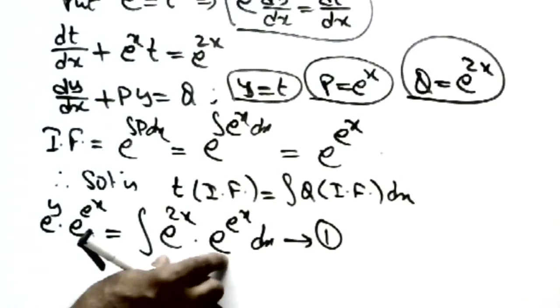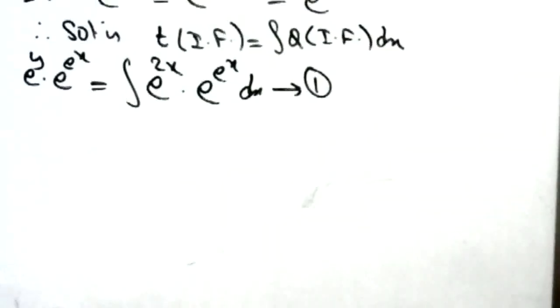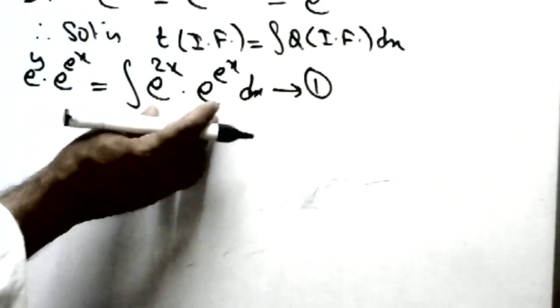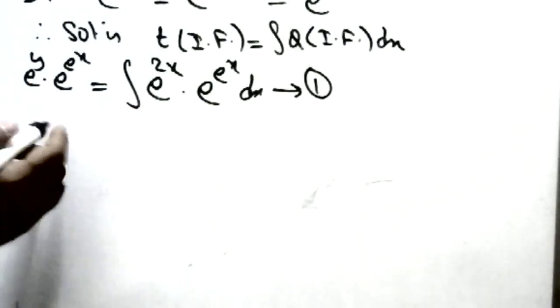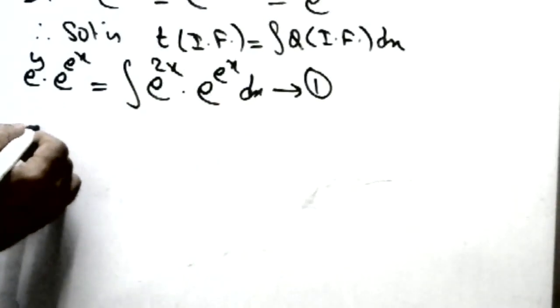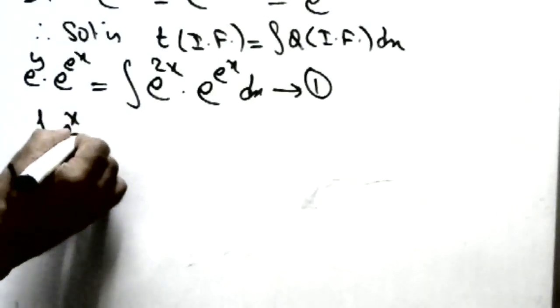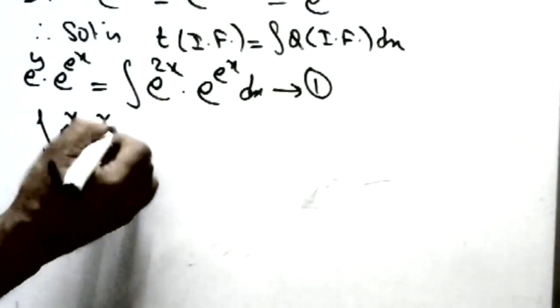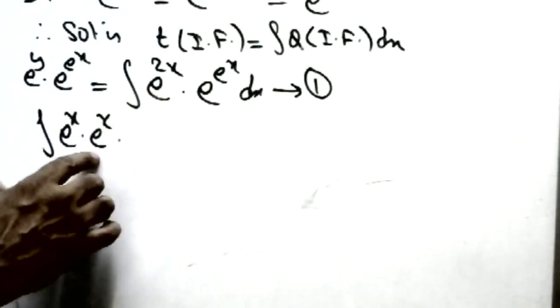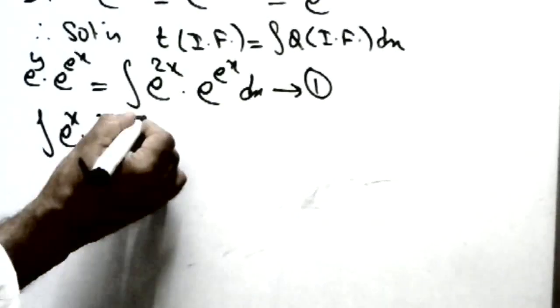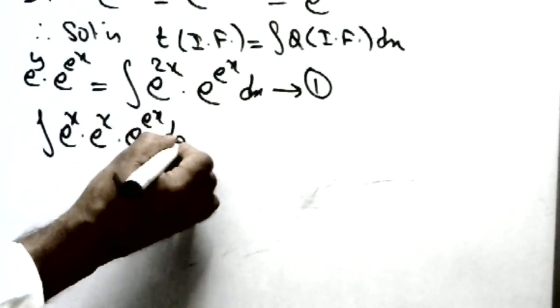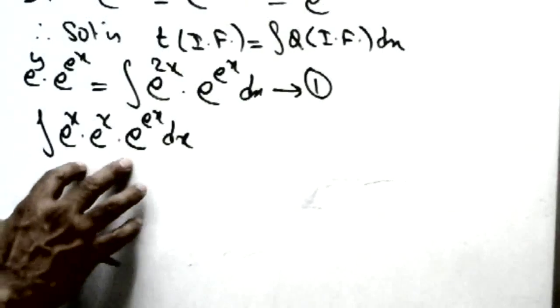Let me suppose this as 1. Let me solve this because this is somewhat lengthier question. So let me solve this separately. Okay, I'm writing this separately. After solving this, let me join this one. So what is here? Here we are having integration of e power 2x. I'm writing like this: e power x into e power x. What is left is e power x dx.